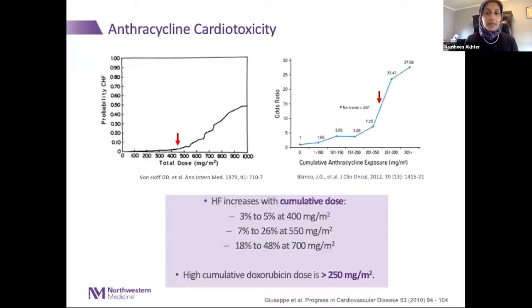Anthracycline cardiotoxicity. Well, we all know that it's dose dependent and dependent on cumulative dose over a lifetime. It was previously believed that anthracycline cardiotoxicity occurred only at doses above 450 milligrams per meter squared. However, newer data has shown, with improved imaging technology, that anthracycline toxicity can occur even at much lower doses, between 100 to 150 milligrams per meter squared. Therefore, what's considered the new high cumulative dose of anthracycline is greater than 250 milligrams per meter squared. And in this range, we frequently see asymptomatic declines in LV function.